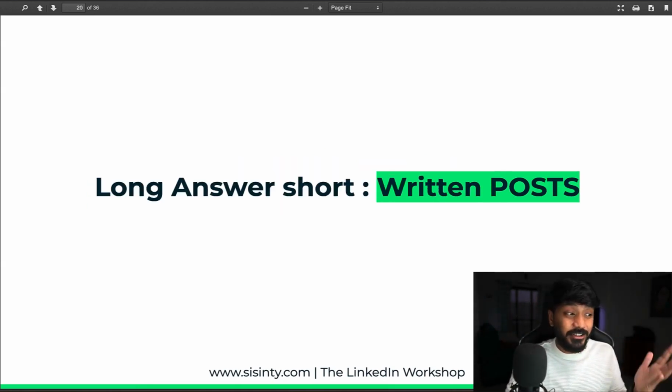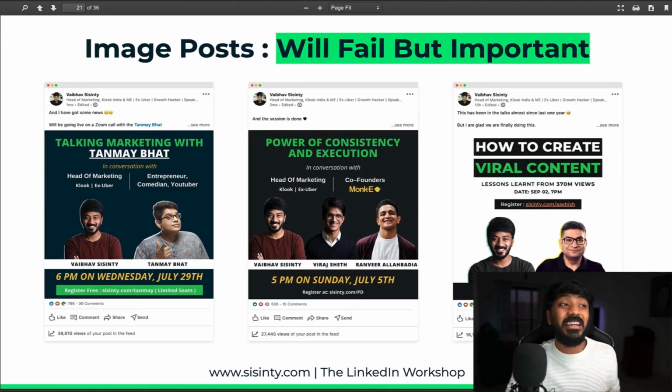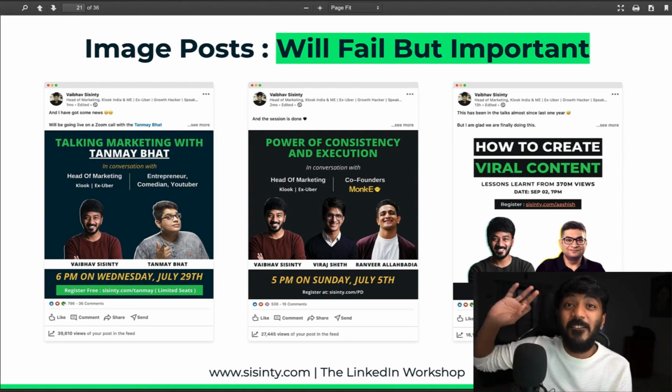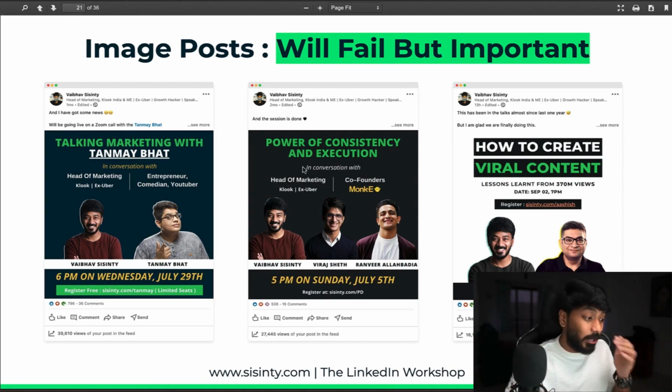Like I've said, written posts is something that do well, so I'm going to skip it. Skip to the next one, which is image posts. But the problem is image posts will fail. They don't get reach. You can look at the averages, right? Again, I'm playing the law of averages, guys. Usually my average, like I told you, is 90 to 100K per post.